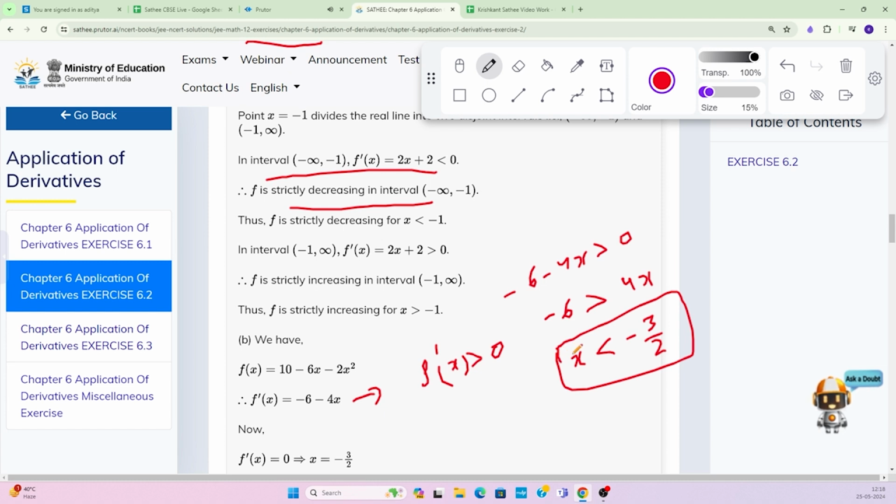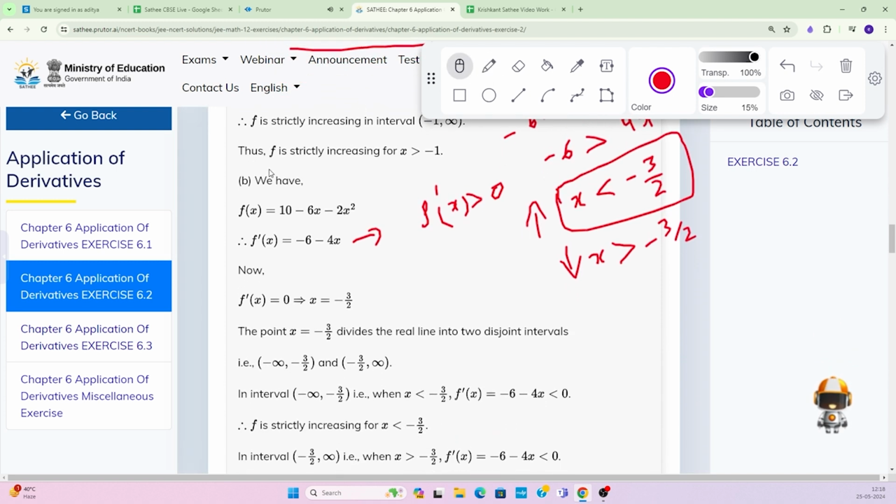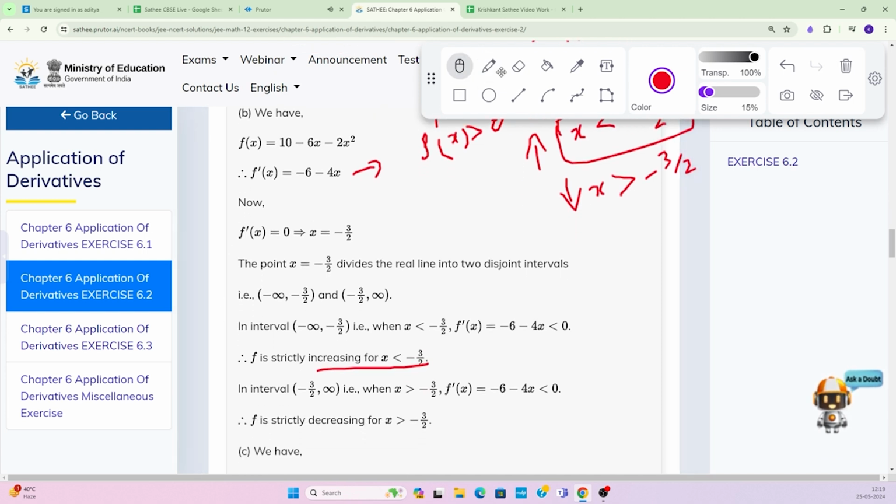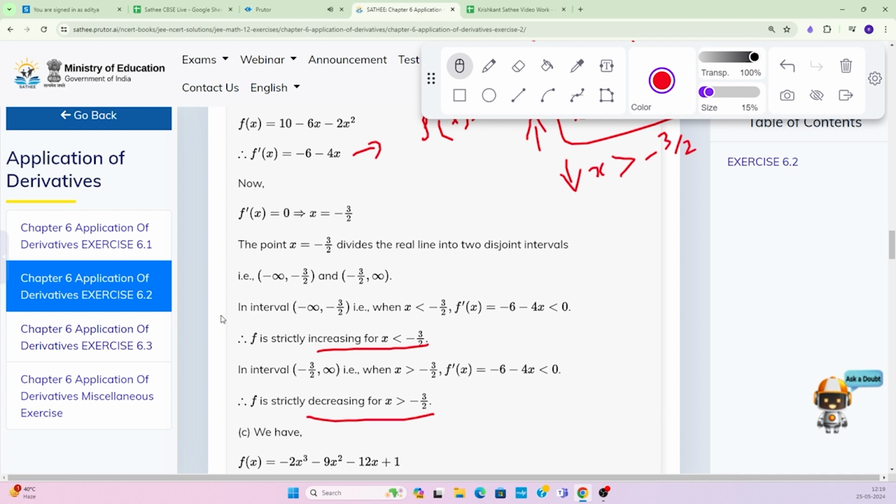This means that my function will be increasing in this interval, and decreasing in the other. Increasing in this, decreasing in this. Okay, clear? Let me just show you also. As you can see, it is increasing whenever x is less than minus 3 by 2, and decreasing whenever x is greater than minus 3 by 2, as you can also see here. Okay, now let us move to the third part.